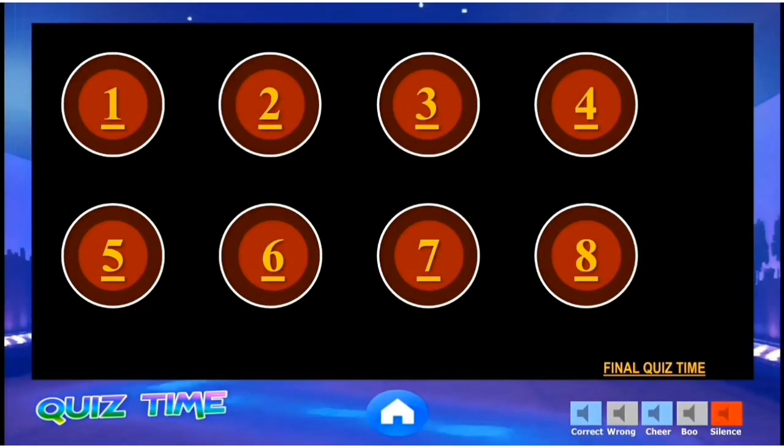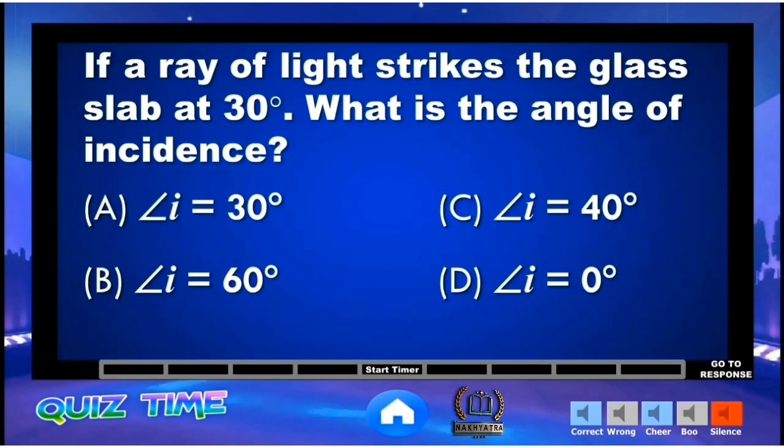Now I hope everyone is excited, so let us see the first question. If a ray of light strikes the glass slab at 30 degree, what is the angle of incidence? So you have got 4 options. Option A, angle I equal to 30 degree. Here angle I means angle of incidence. Option B, angle I equal to 60 degree. Option C, angle I equal to 40 degree. And option D, angle I equal to 0 degree. So guys, like a real-time quiz I will set the timer and you have to answer within that time. Am I clear? So your time starts now.